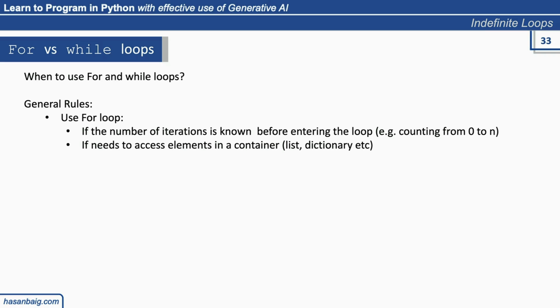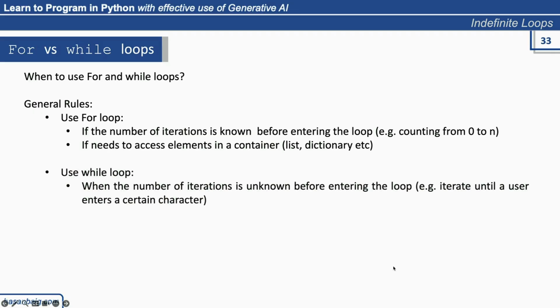A while loop is used when you're not sure when the condition will be satisfied. Take an example of a password entry: you do not know when the user will enter the correct password. So keep checking until the certain condition is satisfied.